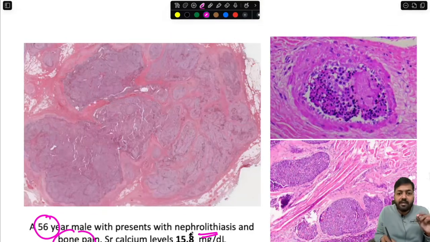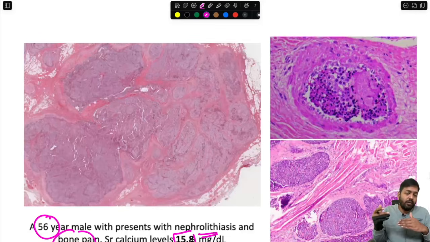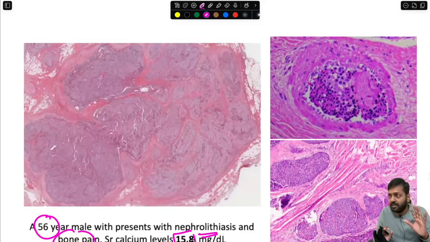Along with that, the serum calcium level is 15.8 milligram per deciliter. So it is very high, approximately 3 to 4 milligram per deciliter more than the normal calcium level. So it is a case of hyperparathyroidism with very high calcium levels, and a simultaneous bone and renal disease is there.